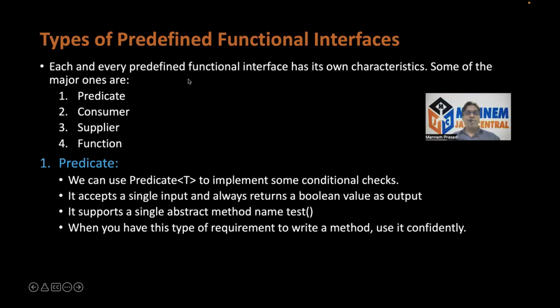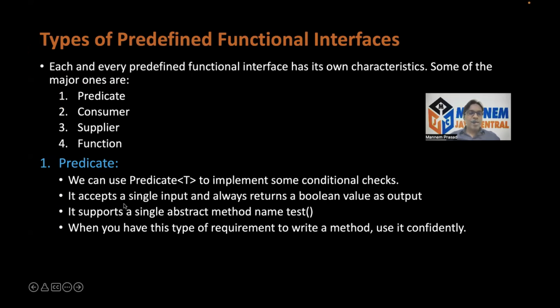Each and every predefined functional interface has its own characteristics. Some of the major ones are Predicate, Consumer, Supplier, and Function, and we will discuss them one by one. First one is Predicate. We can use Predicate to implement some conditional checks. Conditional checks in the sense that Predicate will provide a Boolean value. Based on the Boolean value returned by this Predicate, we execute some set of statements. If it returns true, we execute some set of statements. If Predicate returns false, we execute some other set of statements.